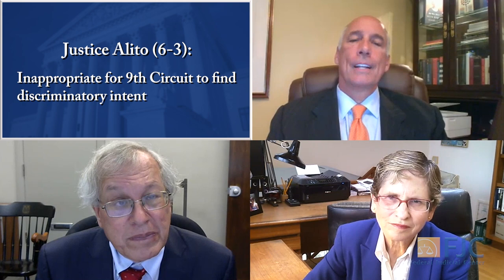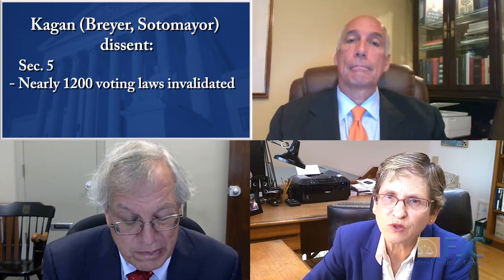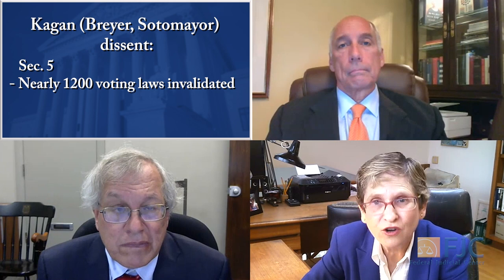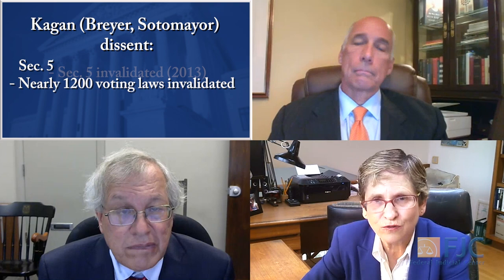Laurie, what did the dissent say? Justice Kagan wrote a vehement dissent, joined by Justices Breyer and Sotomayor. And she starts out by outlining the history of racial suppression of voting in the United States and the real need for the Voting Rights Act. She notes that under Section 5, since 1965, almost 1,200 voting laws across the state were invalidated. And that without Section 5, Section 2 was more important than ever.